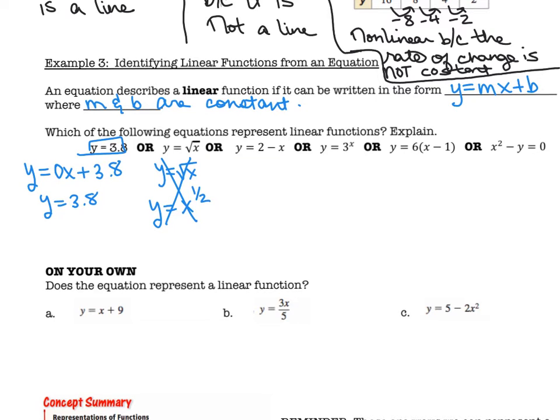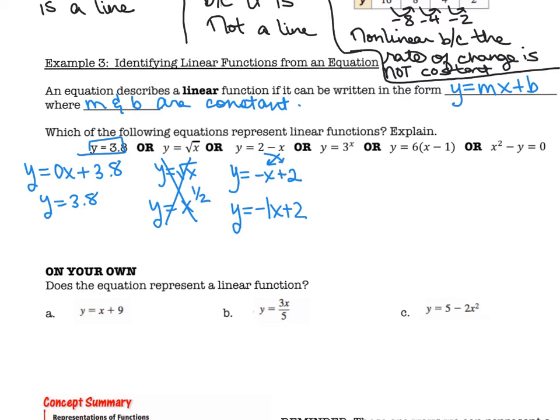Y equals 2 minus x. We can just rewrite this by putting the negative x in front and the positive 2 in back. And if you need to see it this way, this would be y equals negative 1x plus 2. So your m would be negative 1 and your b would be 2.